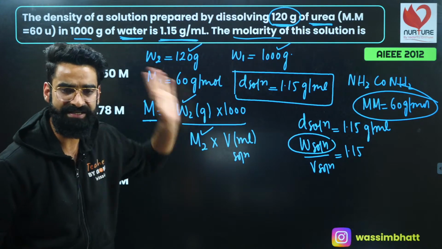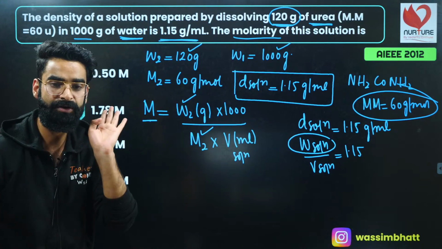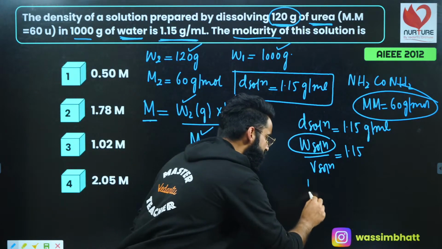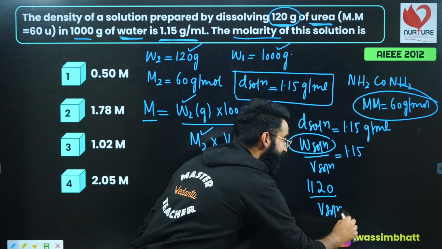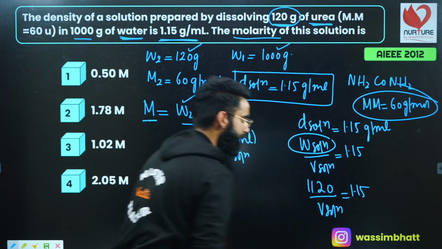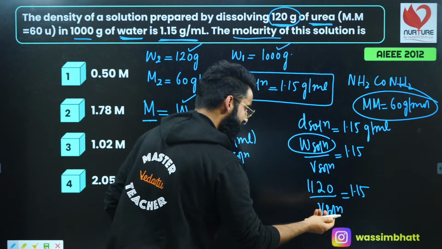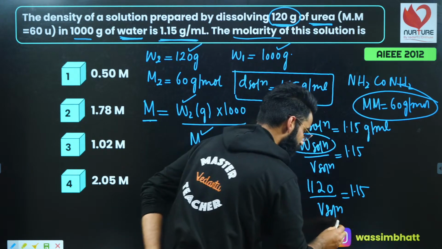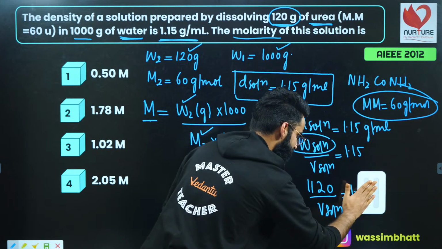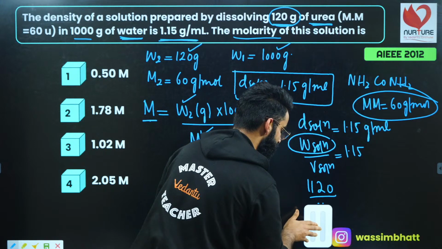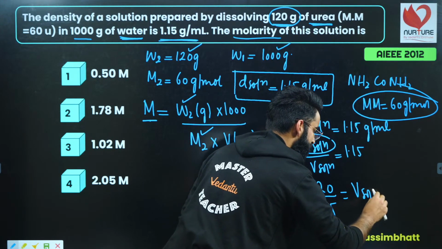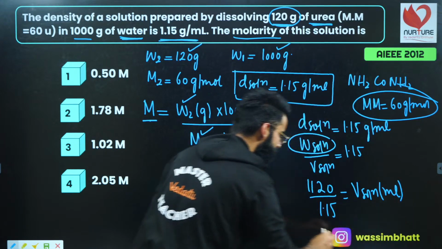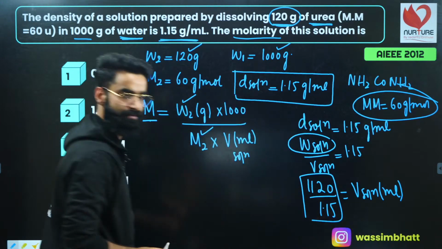So 120 plus 1000 comes out to be 1120, right? So the mass of the solution is 1120 grams, divided by the volume of the solution, is equal to 1.15, correct? So people, I think you got it, right? You'll be getting the volume of the solution from here. Let me write it like this, 1.15 over here, and the volume of the solution in milliliters you got right from here. So this is the volume of the solution which I got.